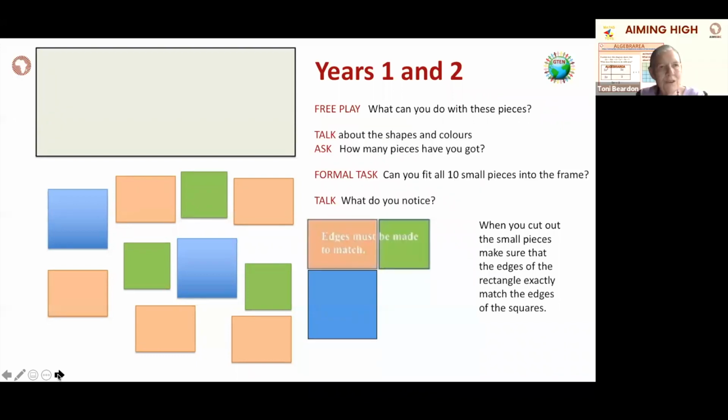Now, in general, whatever the age of the children, even for adults, this is about learning. Whatever the age, when you're trying to do something, it's a good idea to play around with the idea in the first instance. If you're writing poetry, you might put a few words in it and think, oh, that sounds all right. Oh, no, that doesn't. I'll say this instead of that. Free play in the beginning. What can you do with these pieces is where you'd start with this task.